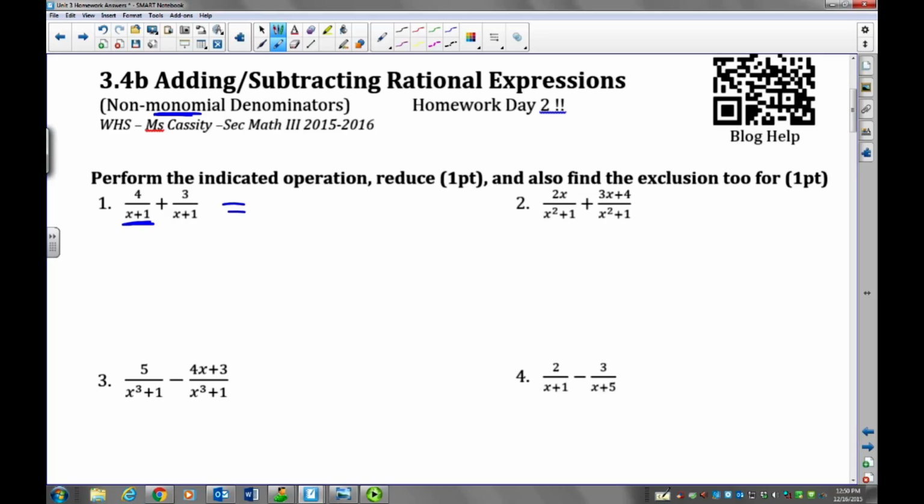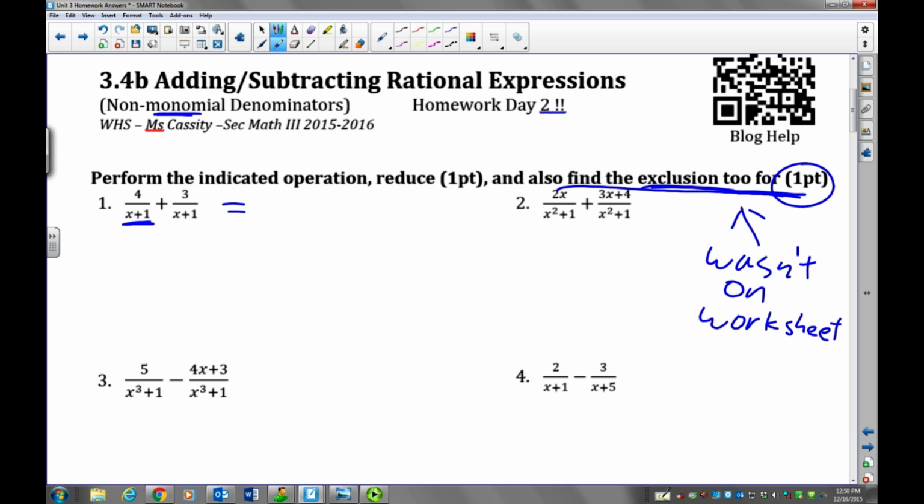But don't forget to find the exclusions too. I noticed that this wasn't on your worksheet. If this is year 2015, if it's 2016, then it probably is on your worksheet. So it wasn't on your worksheet there, but you do need to do it, so include the exclusions. So don't forget to list those for a point.